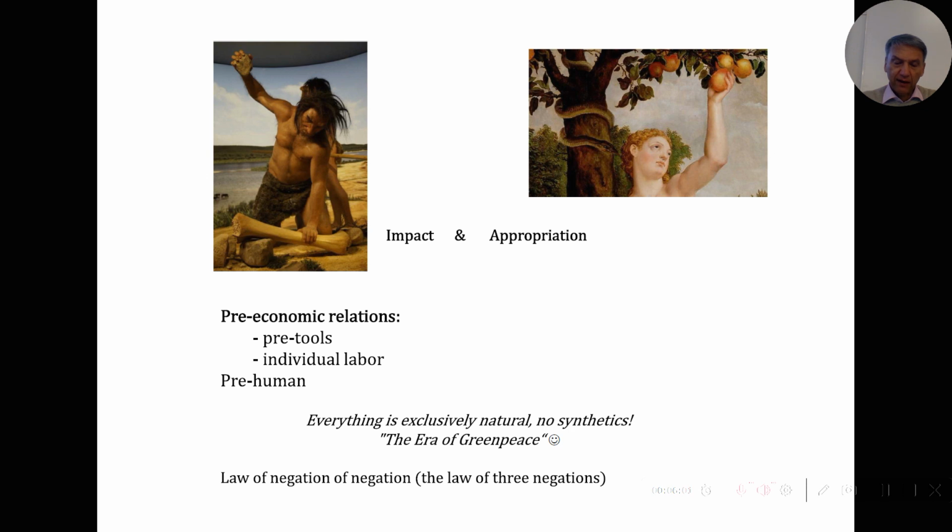Yeah, so we suppose that the relation between human and nature is pre-economic relations. It means pre-tools, individual labor, and pre-human. At that time everything was exclusively natural, no synthetics at all. And pre-economic relations develop into the economic ones with the dialectic law of negation of negation.